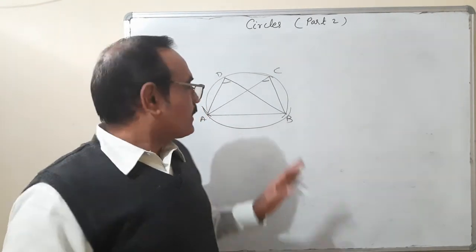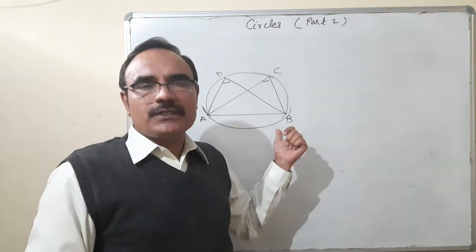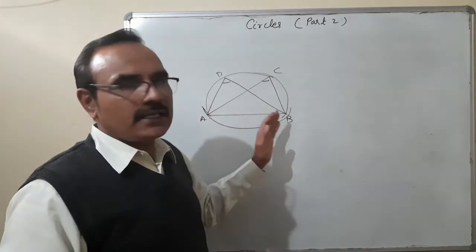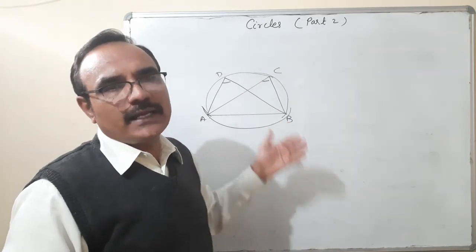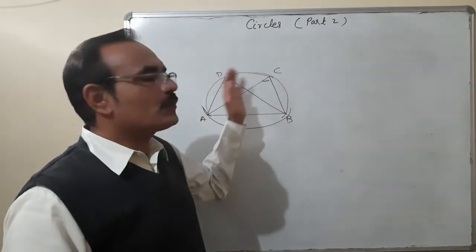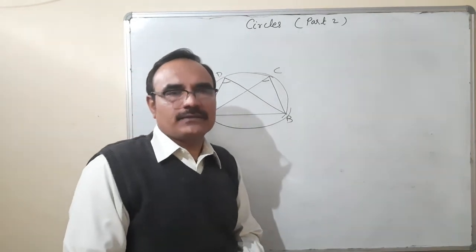Okay. So what is the statement of the theorem? If there is a line segment AB and 2 angles are forming on the same side, and the angles are equal, then these 4 points are cyclic. Okay.